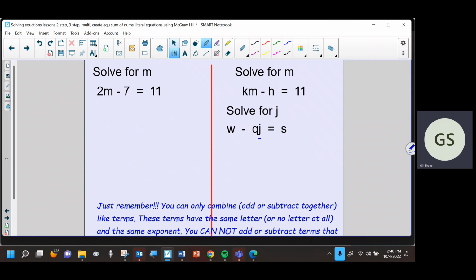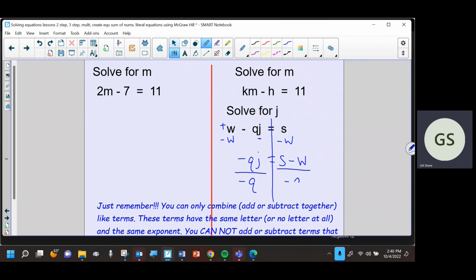Well, the farthest variable is w, so I need to get rid of that first. That's positive w, so I subtract w there and there. I can't do anything with s subtract w. There's not one term I can create, so I just bring that down as s subtract w. I need to make sure I bring the negative sign down with the q and the j. That's negative q times j. If I want to get rid of negative q, I divide by negative q.